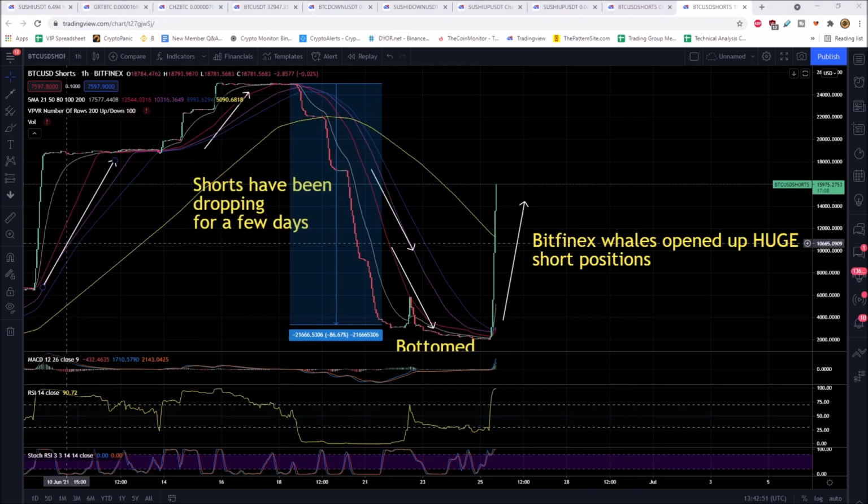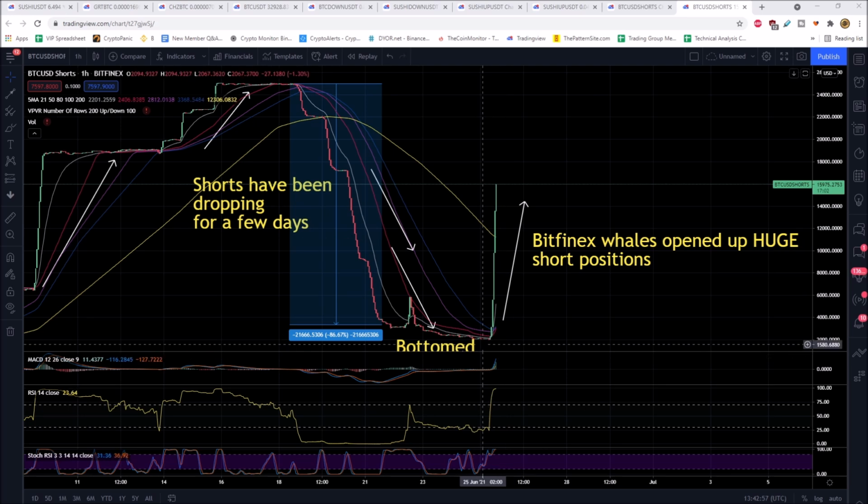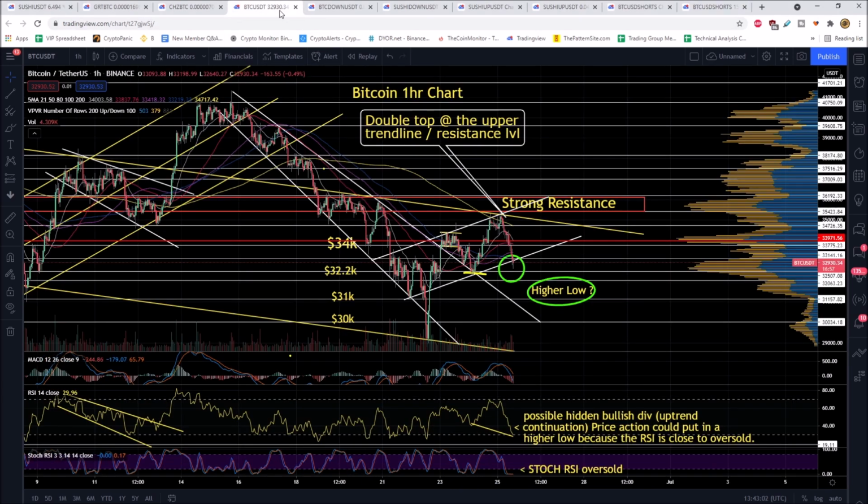This is Bitcoin shorts. This is on Bitfinex, right? You can see all the Bitfinex whales are opening up a ton of short positions. This actually started at the Bitcoin double top, right? And this is the same reason why I made the whole video about the down tokens, and posted a sushi down setup and a Bitcoin down setup, which I'd never done, right? So just understand.